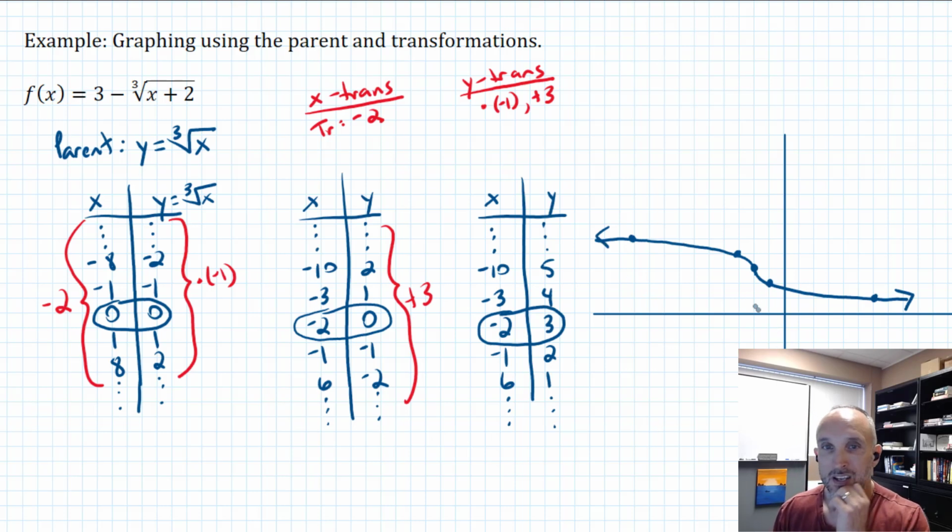And there we go. The graph has been flipped over the x-axis, shifted up 3, and then shifted left 2. That's a way to think about it. That's our transformed cube root function.